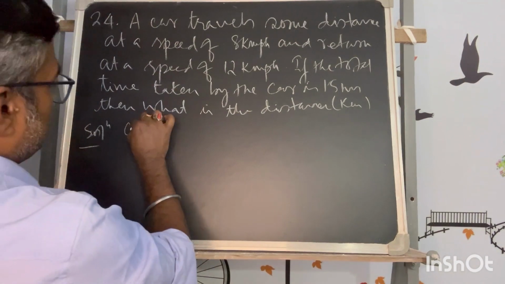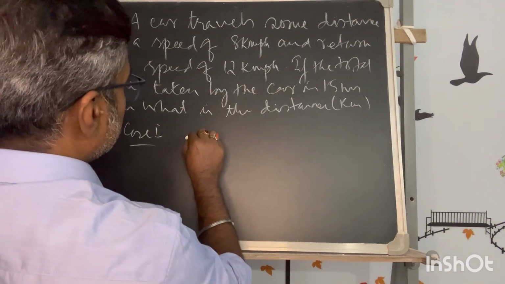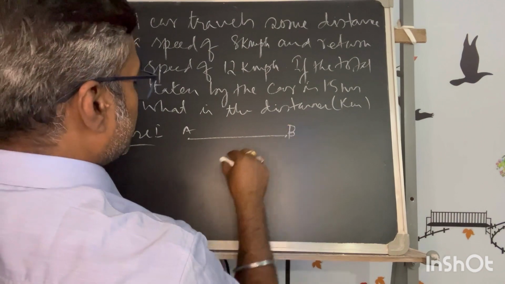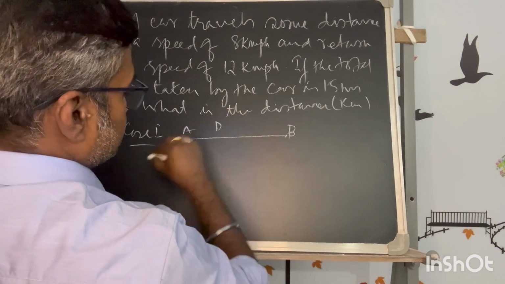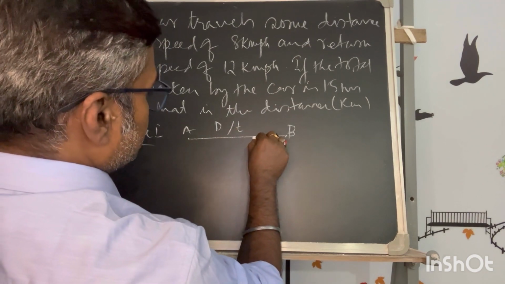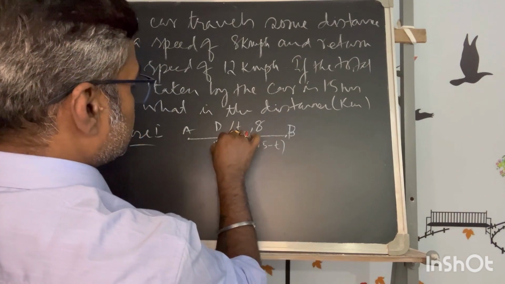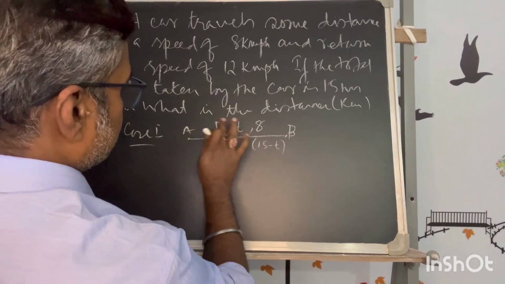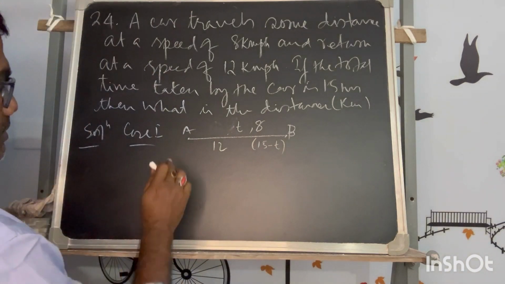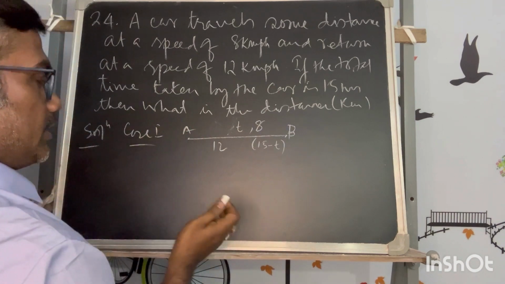First case we'll solve it with the analytic method. We will assume the distance between the two points A and B is D, and the time taken for the forward journey is T. The reverse journey will be 15 minus T obviously. The speed is 8 for this case, this is 12. I will not assume D because it is no need to be taken. The forward journey A to B and the return journey B to A cover the same distance.